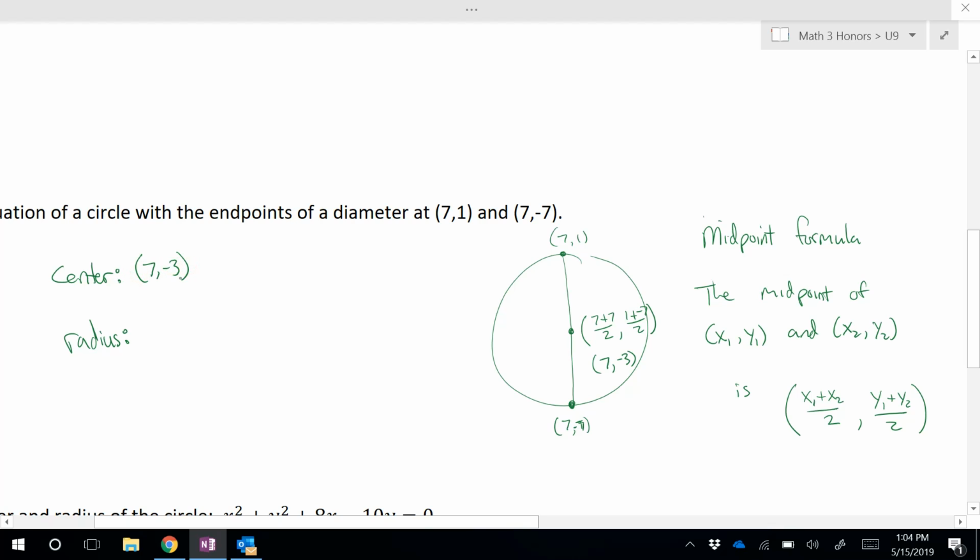Our radius is the distance from the center to any point on the circle. This, again, is not too hard. So if we're at 7, negative 3, how far do we have to go to get to 7, 1? Going up 4. So our radius is going to be 4.